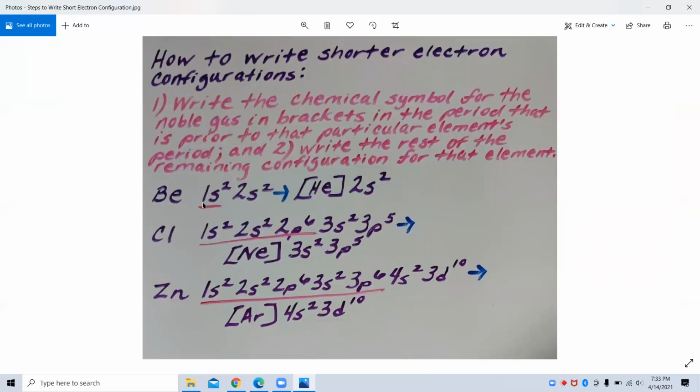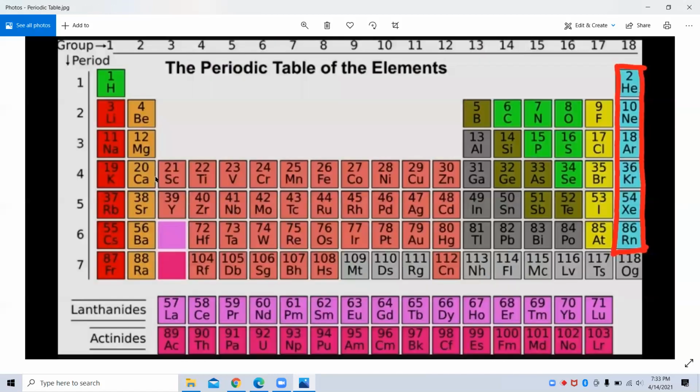And if you look at the underlined part, that's helium 1s2, so that's what's in brackets. Now, what is left is to write the remaining configuration for that element, in this case 2s2. And we've already looked at this in prior videos, but the 2s2 is this part. All right, and that completes the electron configuration for beryllium, and that's the short version of it. That's a nice way to write it because they do get very long.